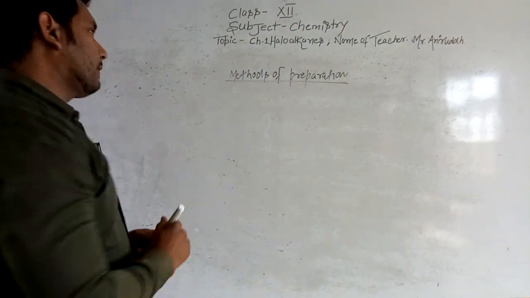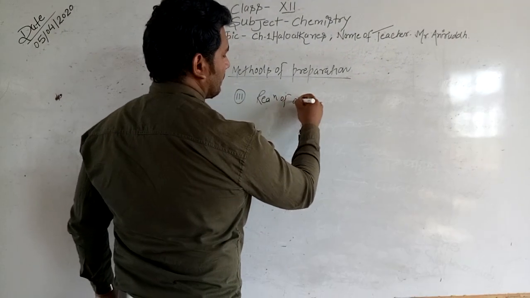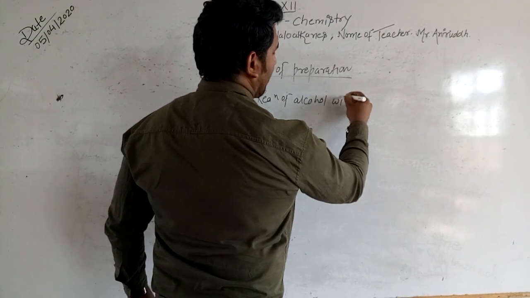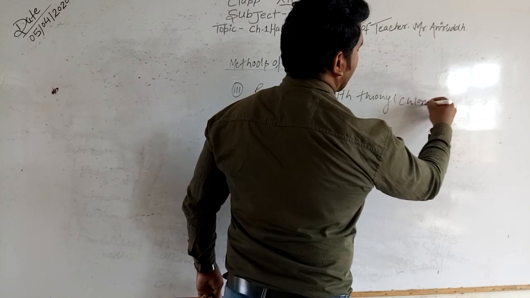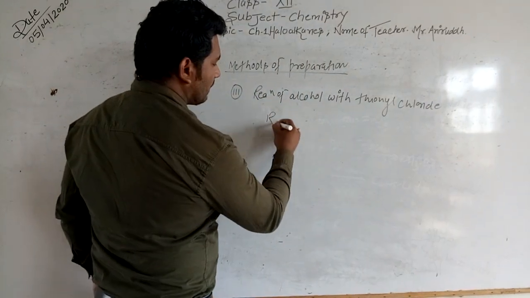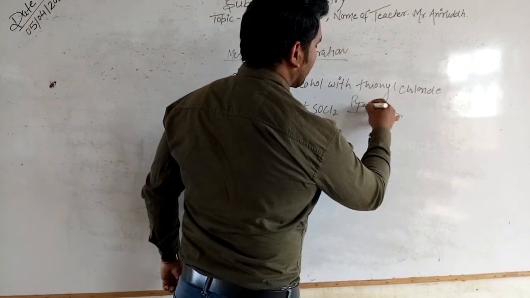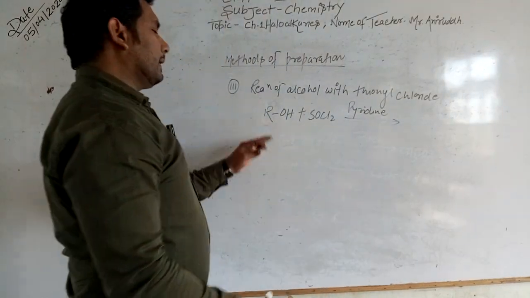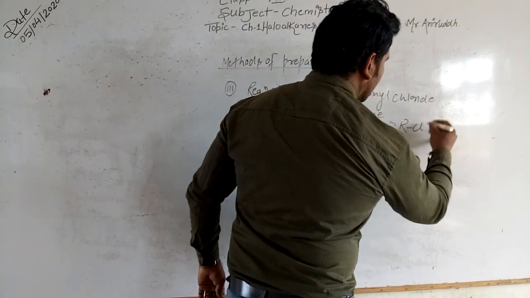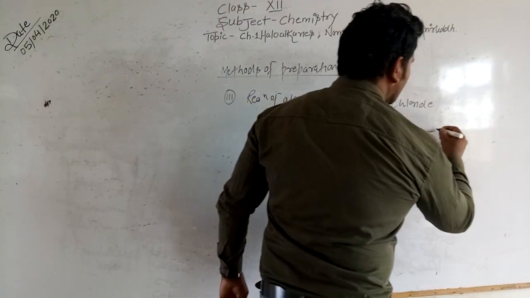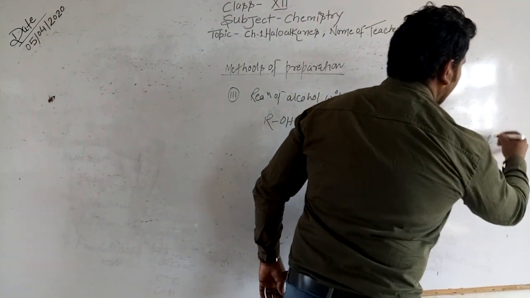Now let's move to the third, by the reaction of alcohol with thionyl chloride. What will happen when alcohol is treated with thionyl chloride, SOCl2, in the presence of pyridine? Then the OH is substituted by chlorine to give RCl. SO2, sulfur dioxide, is obtained, and HCl is separated.